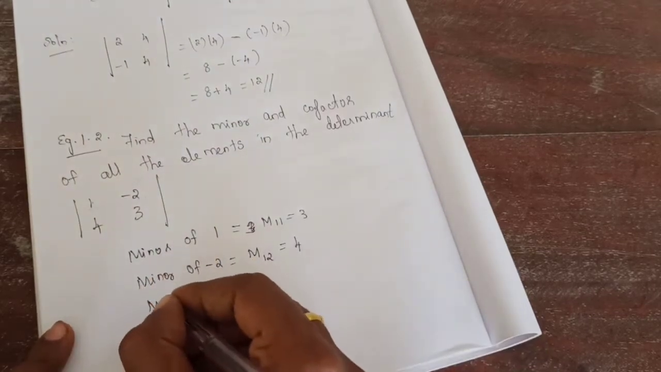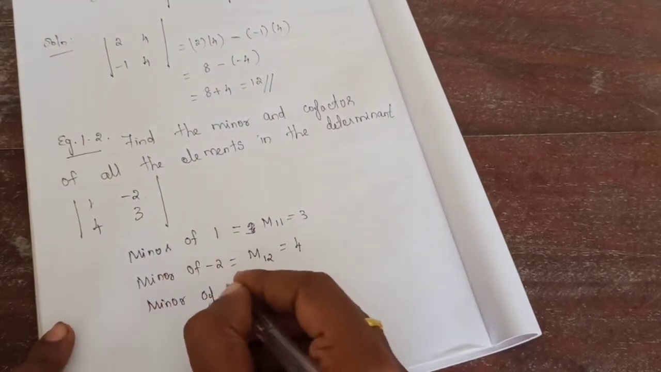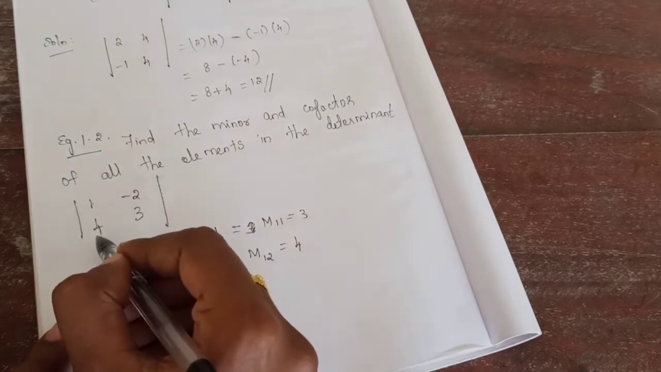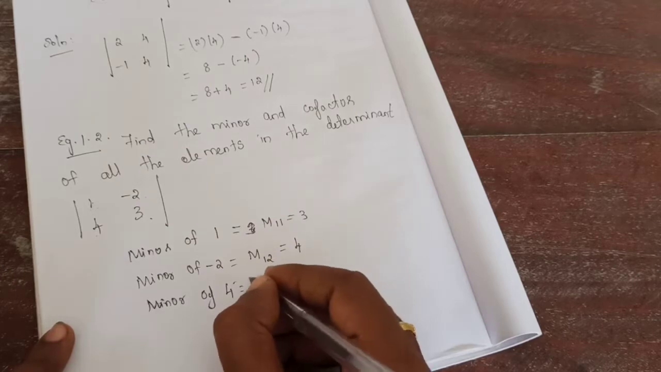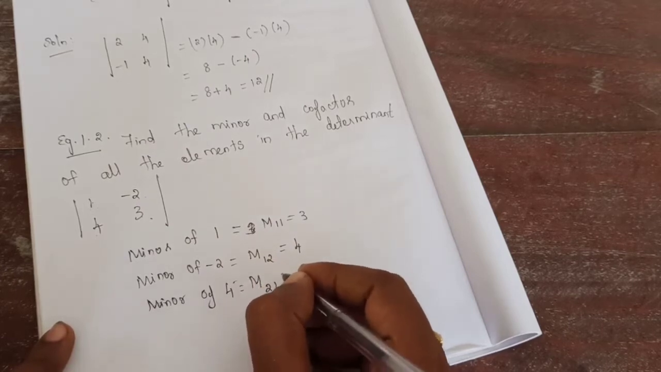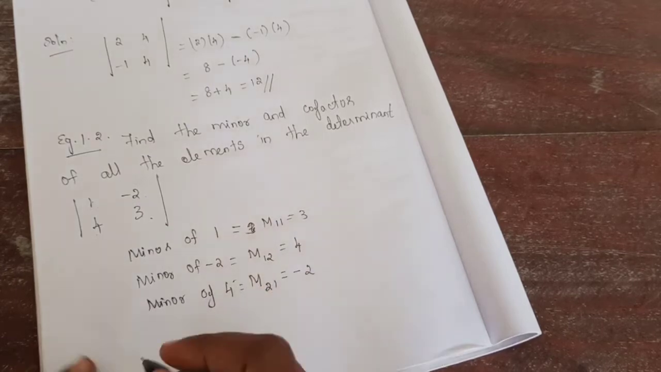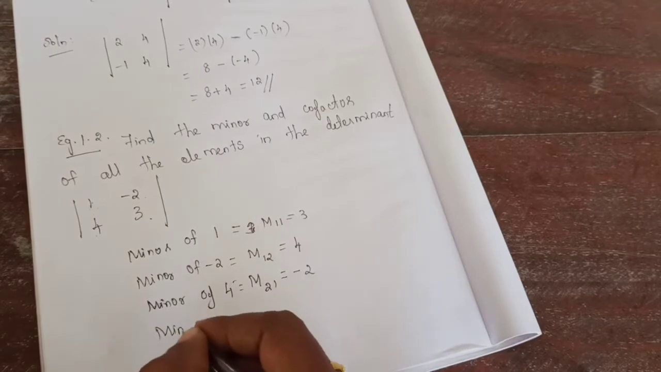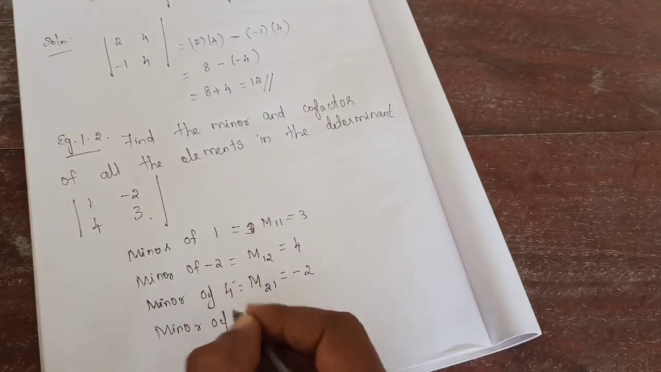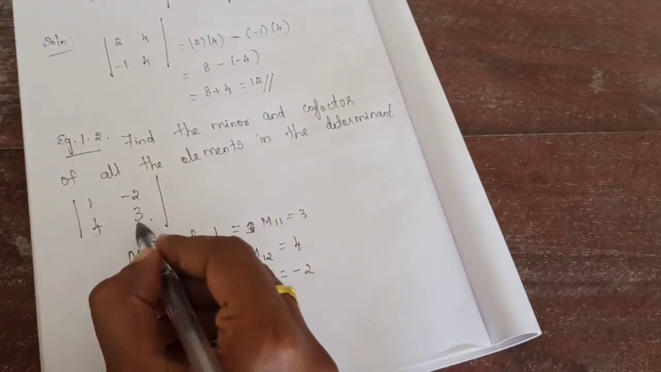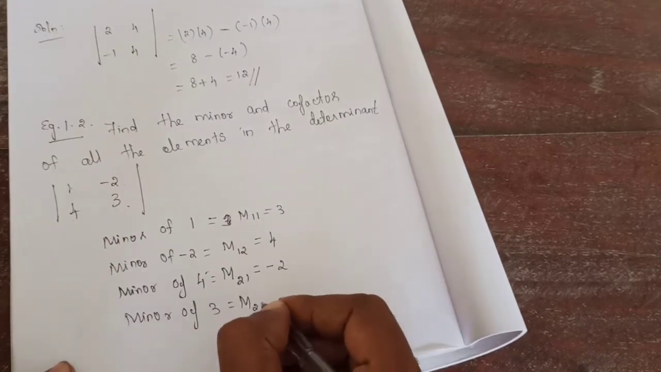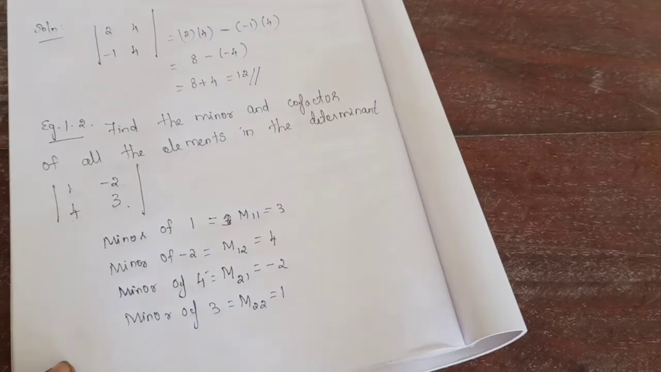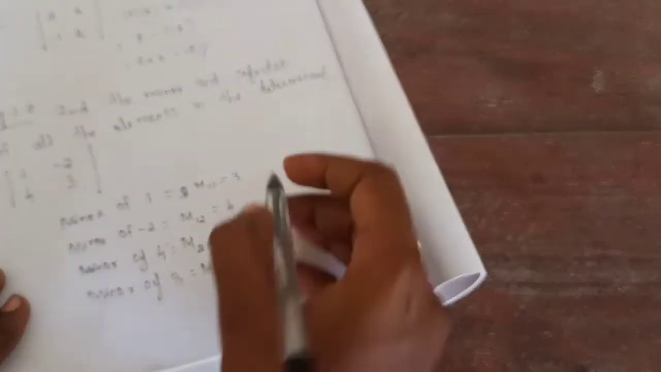Okay, then next one. Next what will you find? The minor of 4. So what will you do? This and this you will cancel. So what will happen? m21 is equal to minus 2. Then next one, the minor of 3. The minor of 3 means this and this you will cancel. So what's the balance you will get? m22 equal to 1. Understand? Okay, then you will find the cofactor.